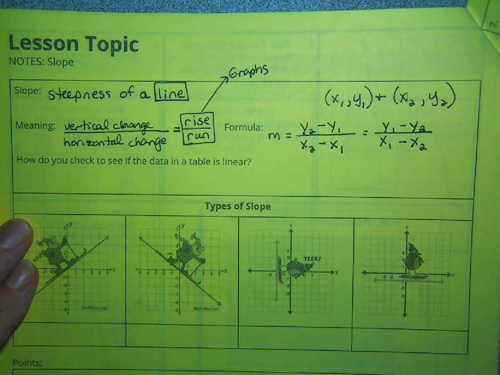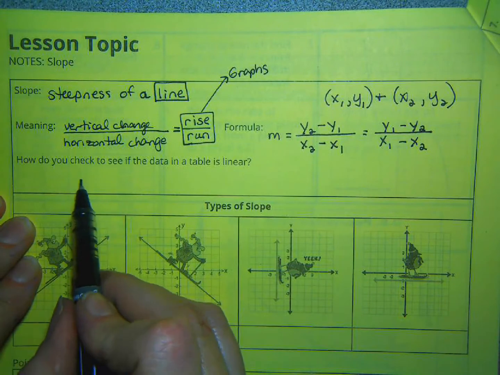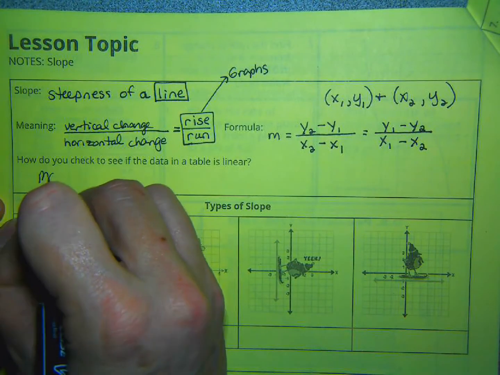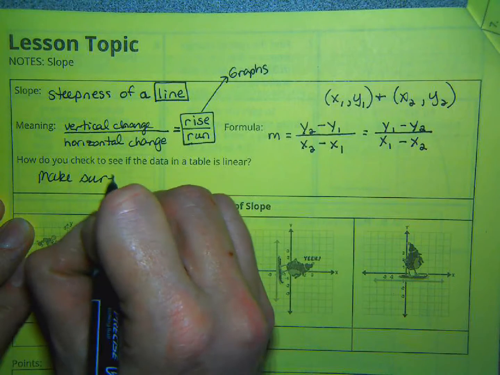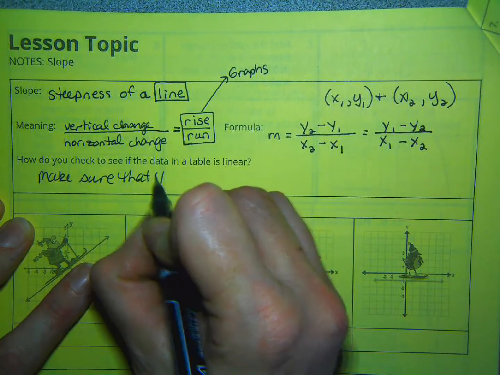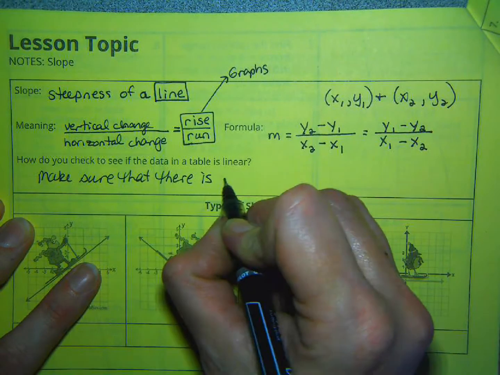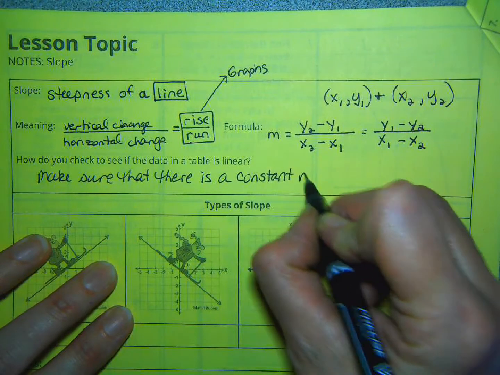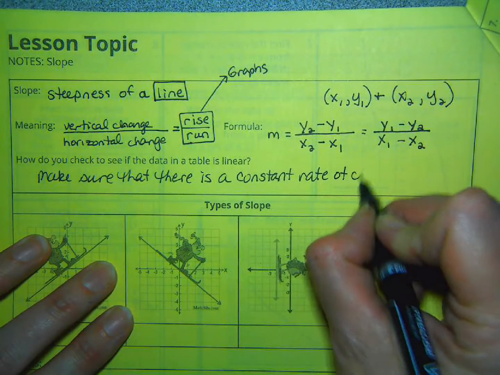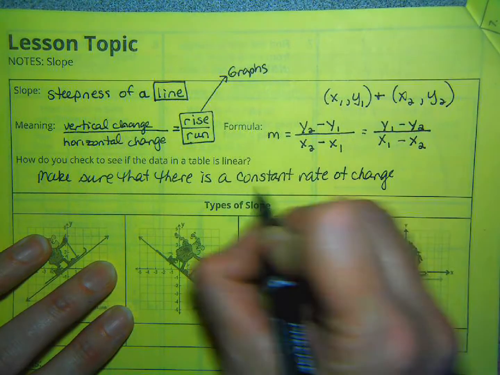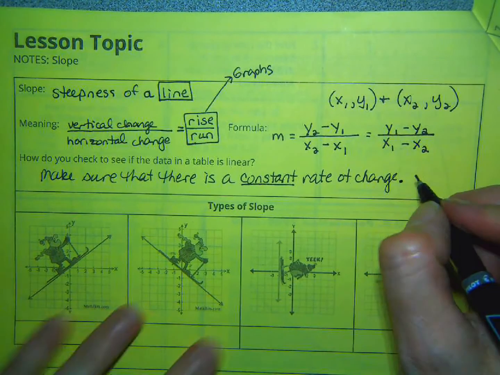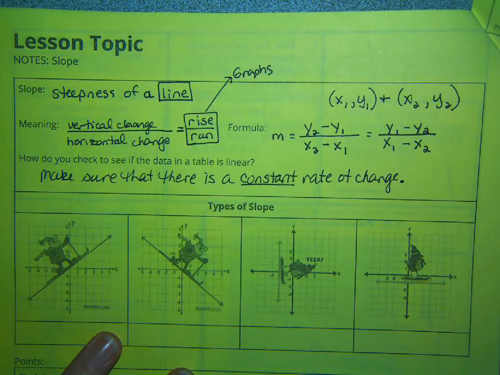Now the next question is, how do you check to see if the data in a table is linear? If you're given a table like our last example that we're going to see, to check to see if it's linear, we just want to make sure that there's a constant rate of change. Because if the rate of change is the same for every pair of points, the data will be linear.